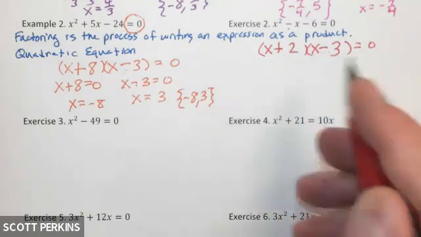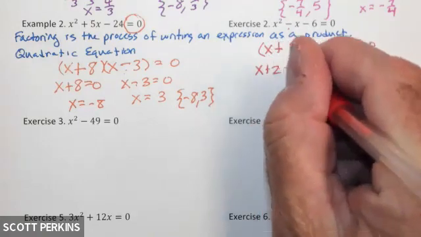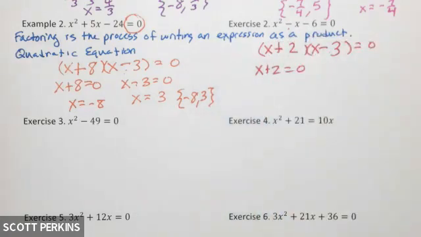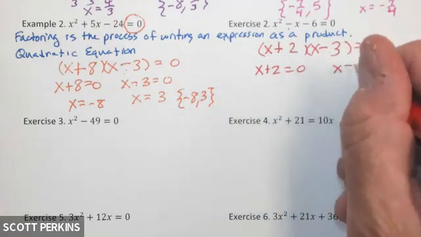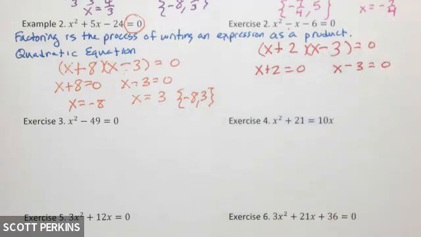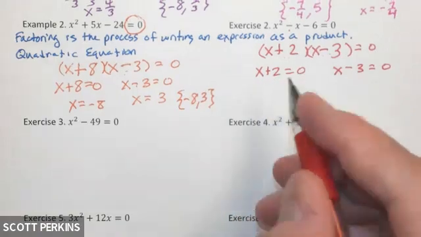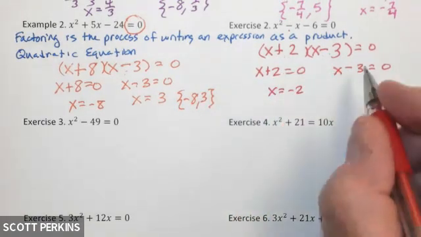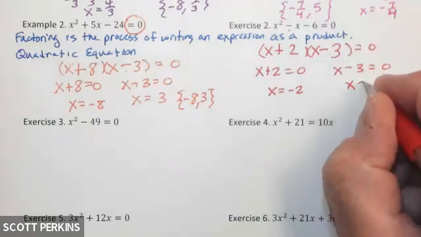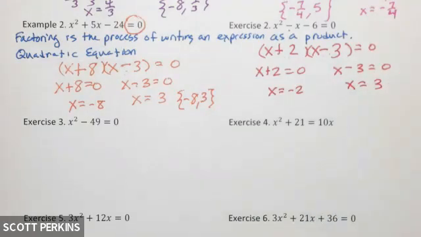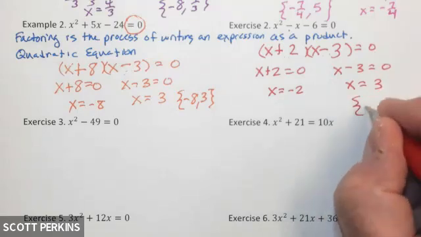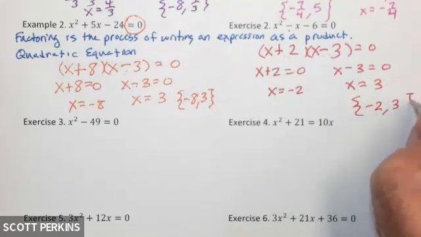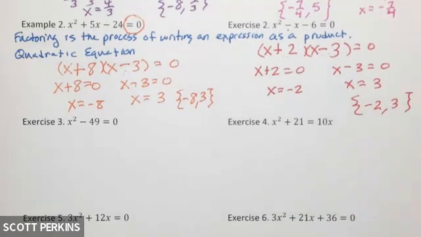I get 0. So that means either the first unknown number, the x plus 2, has to be 0, or the second unknown number, the x minus 3, has to equal 0. In the case of the first one, when I subtract 2 from both sides, I get x is -2. Case of the second one, when I add 3, I get x is 3. Again, we can come back and check a little later if time allows, but for now, my solution set is -2 and 3.